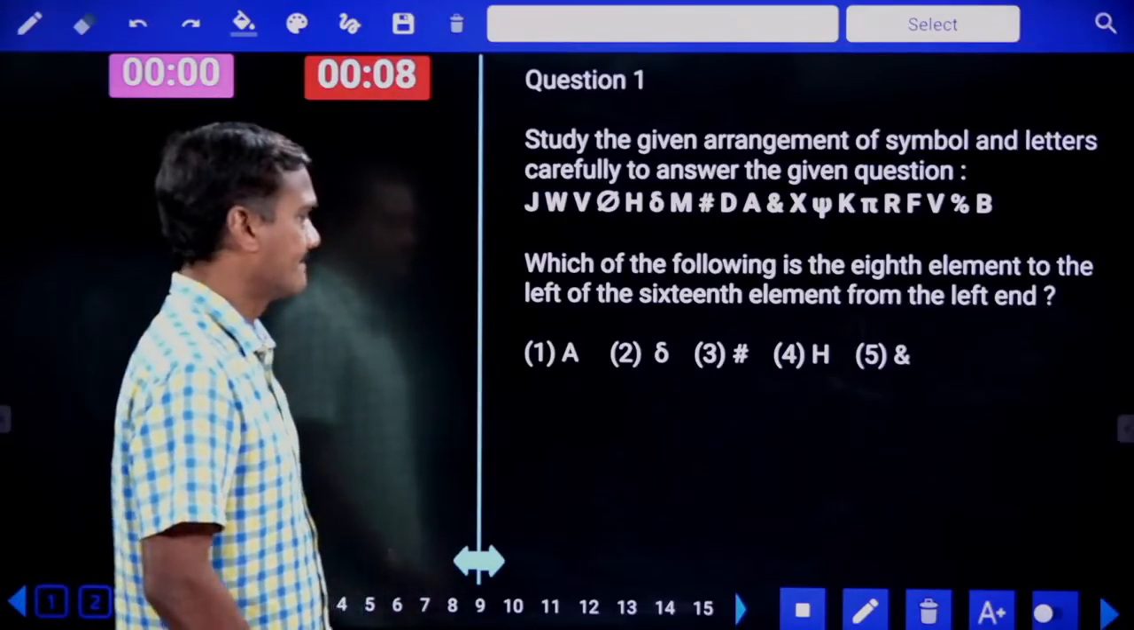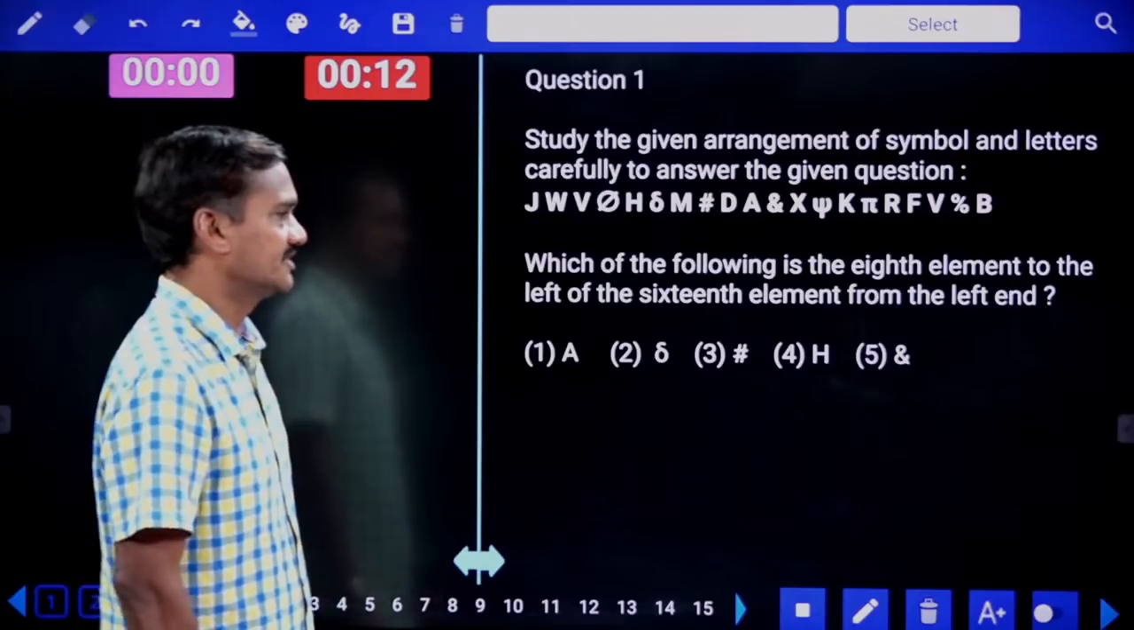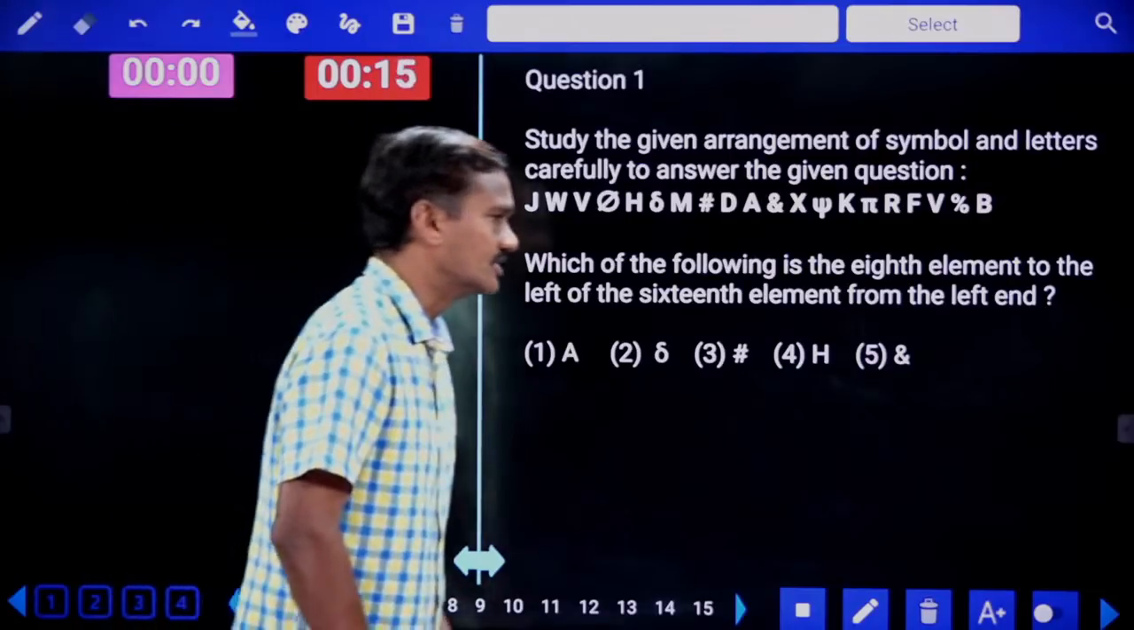Now question number 1. Tell me, what is the answer you have? I hope most of you students have done this. What answer do you get? Choice 3. Good.